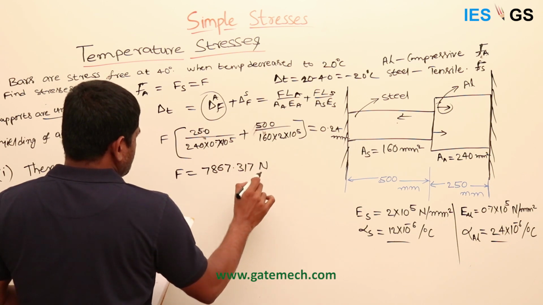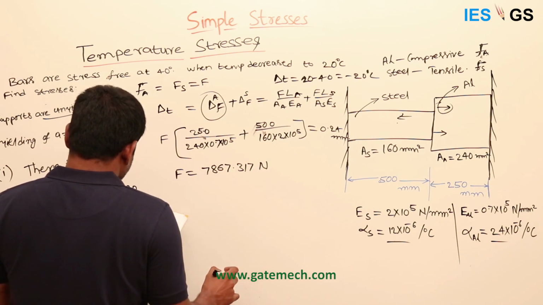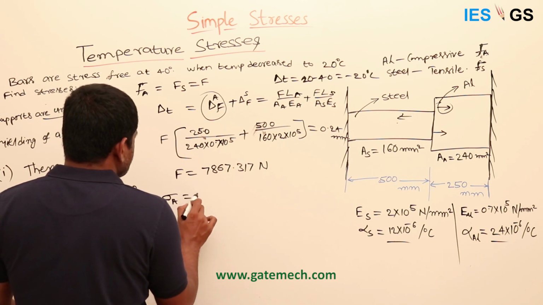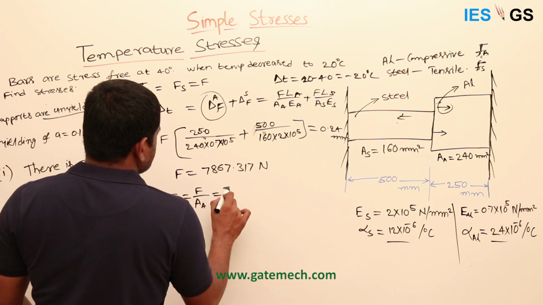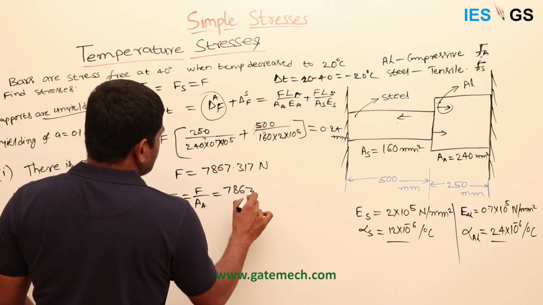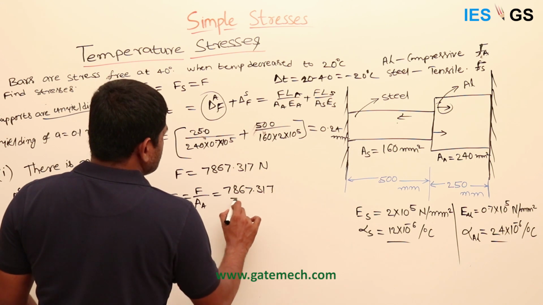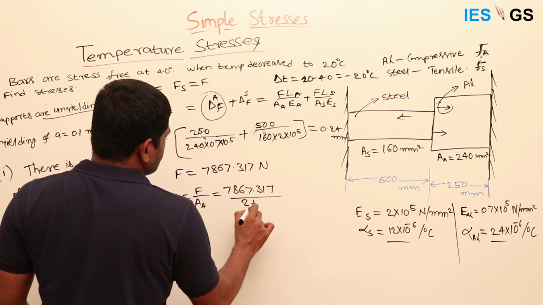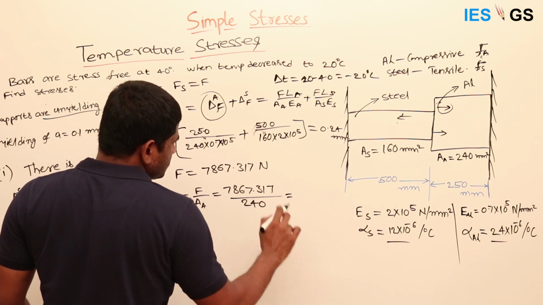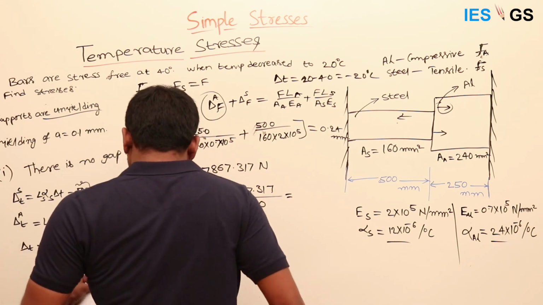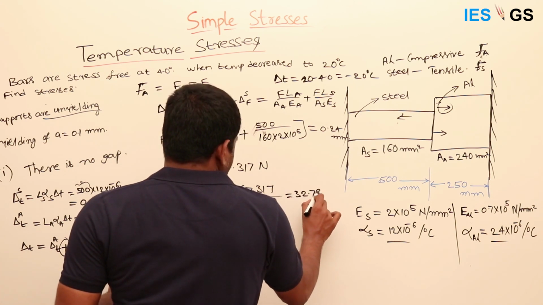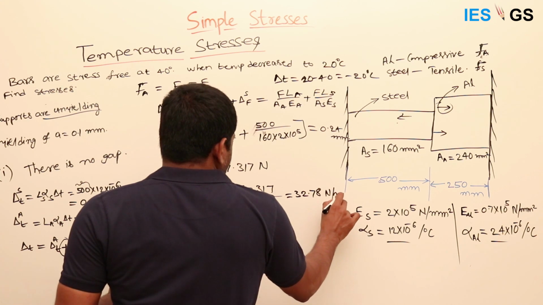By simplifying this, we get F equal to 7867.317 Newton. So by knowing this we can calculate the stresses in both. Sigma aluminum equals F divided by A aluminum, 7867.317 divided by the area of the aluminum section, 240. This is Newton per mm square, and you will get the value 32.78 Newton per mm square.